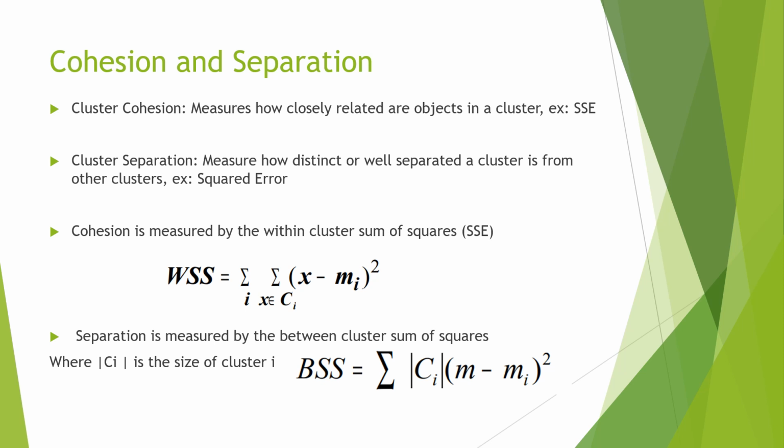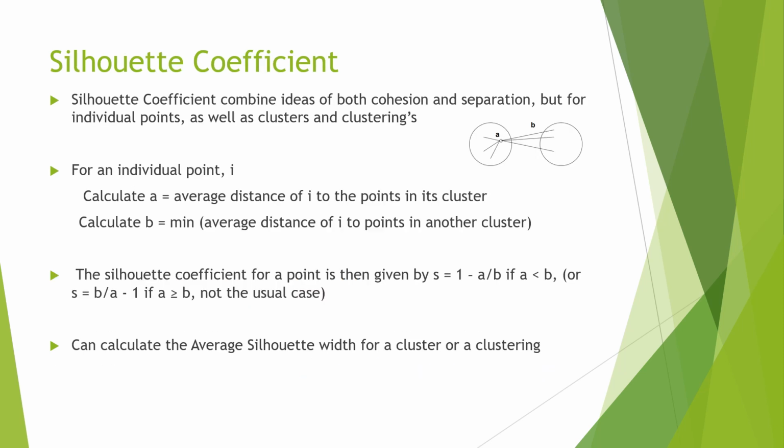A proximity graph based approach can also be used for cohesion and separation. Cluster cohesion is the sum of the weights of all links within a cluster. Cluster separation is the sum of weights between the nodes in the cluster and nodes outside the cluster. Let's move to the other measure that we have, which is the Silhouette quotient.